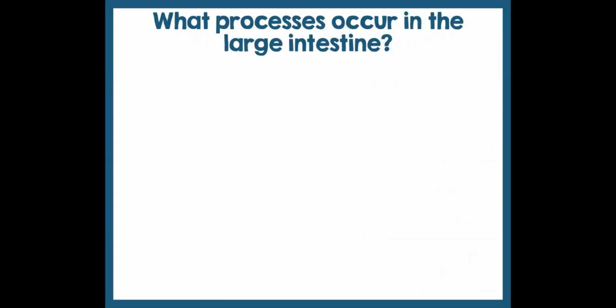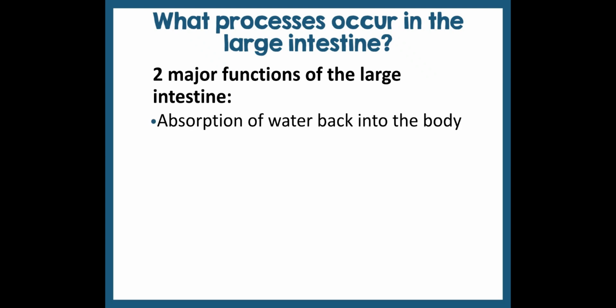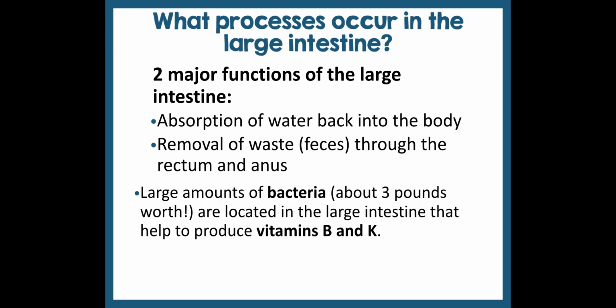So, what processes occur in the large intestine? Well, there's basically two major functions. The large intestine absorbs water back into the body, so the water that remains in the food that's passing through is absorbed back into the body. And the large intestine also removes waste in the form of feces through the rectum and anus.